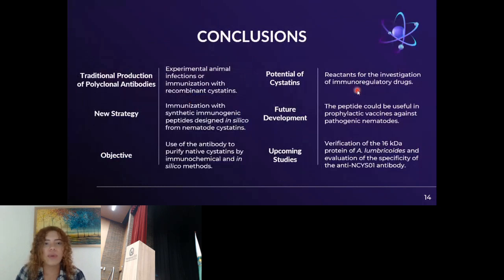In summary, we managed to demonstrate that an immunogenic synthetic peptide designed in silico can generate specific antibodies against nematode cystatins. This approach offers a promising alternative to traditional methods, providing a tool for developing immunoregulatory drugs and potential vaccines. Future research will focus on confirming the identity of the 16 kilodalton protein from Ascaris lumbricoides, which was recognized by the antibodies, and further assessing their therapeutic potential.